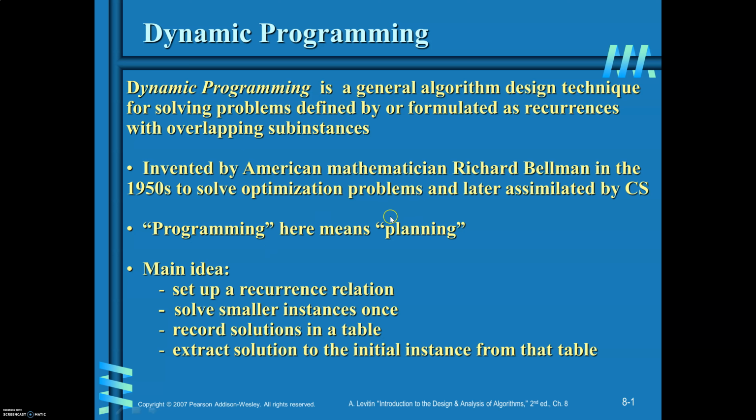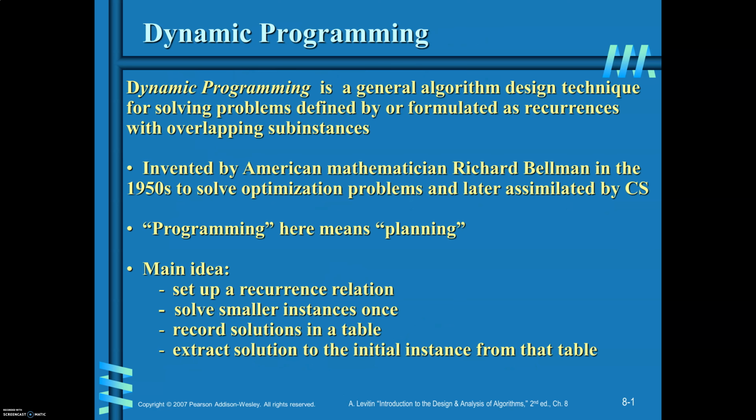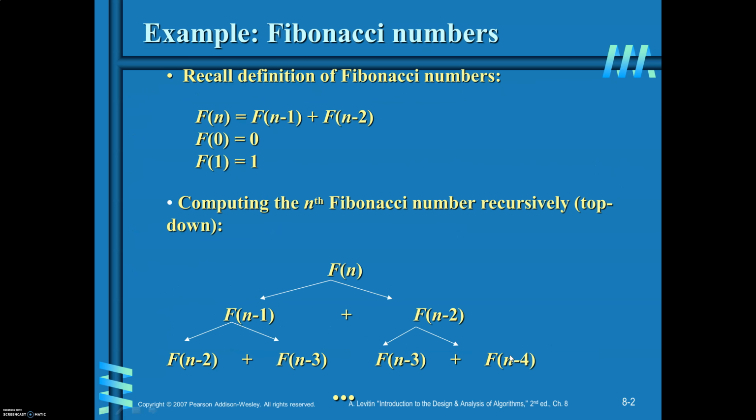So let me repeat it once again. This dynamic programming is more suitable for the problems which are defined by recurrence relation, that too overlapping, which involves overlapping subproblems. So recurrence related overlapping subproblems can be solved by using dynamic programming approach. So the main idea here is you are required to set up a recurrence relation, solve smaller instance once, record solutions in a table, finally extract solution to the initial instance from the table.